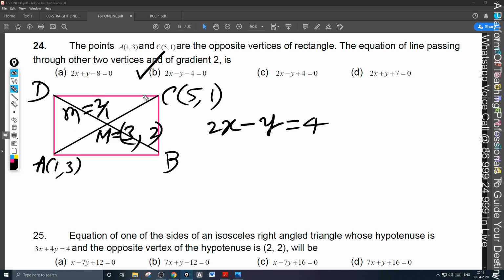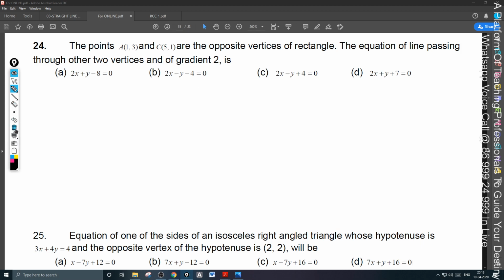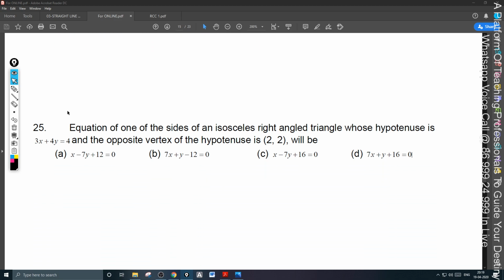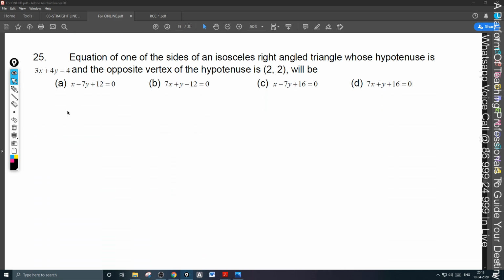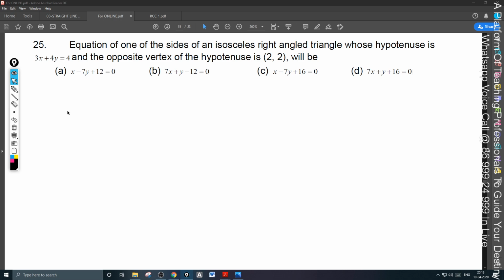Now, this is a simple question. Everyone can do that. Let me move to the next question. Next question is: the equation of one of the sides of an isosceles right angle triangle whose hypotenuse is 3x plus 4y is equal to 4 and the opposite vertex of the hypotenuse is (2, 2). Opposite vertex of the hypotenuse is (2, 2).